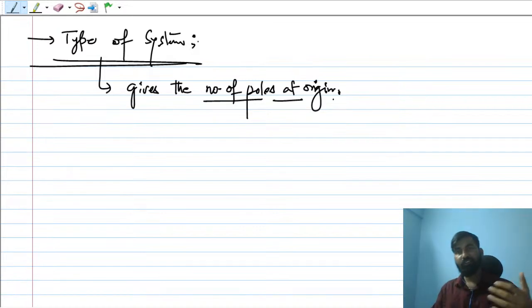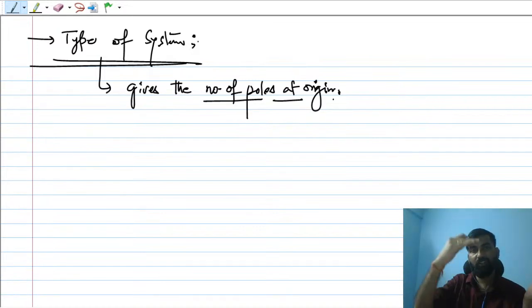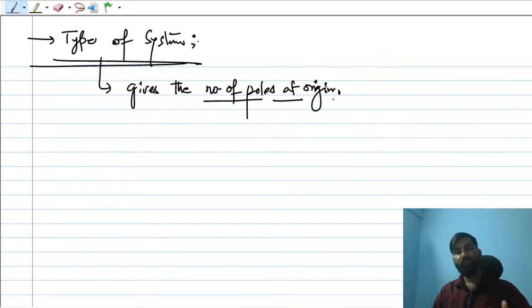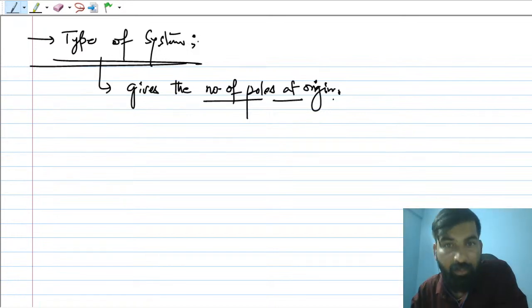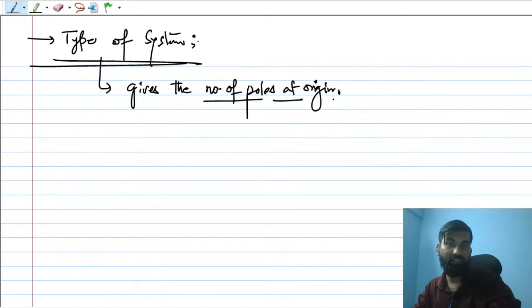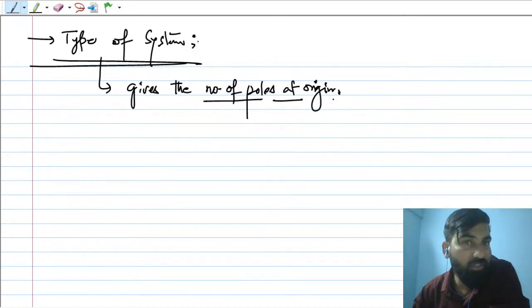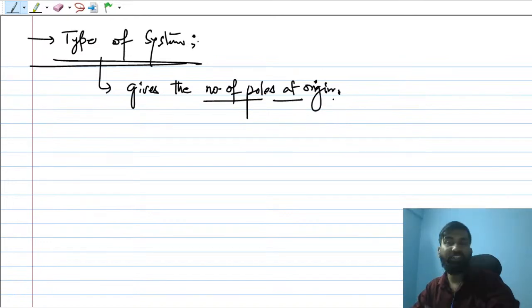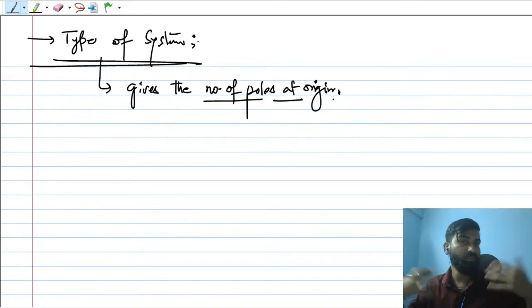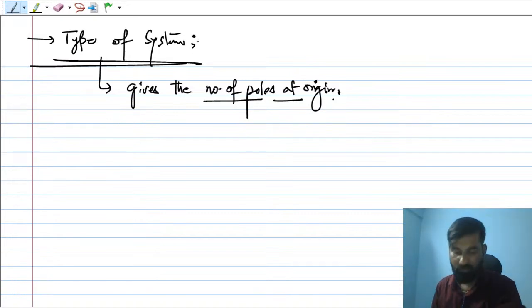Given a transfer function, we have a ratio of polynomials, numerator and denominator. If you equate the denominator to zero, whatever values you get are the poles of the system. And if you equate the numerator to zero, that gives the zeros of the system, right? That you have to keep in mind. So type gives you the number of poles at origin. This is a very, very important concept, right?